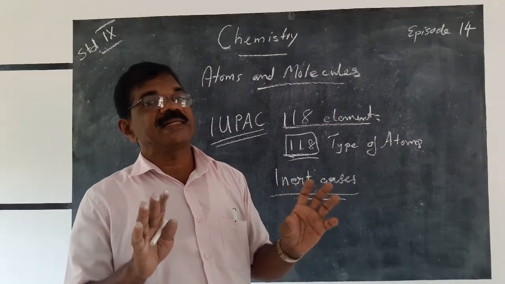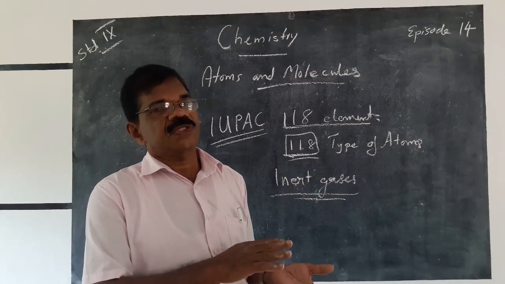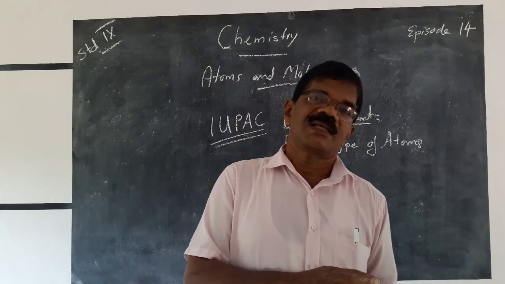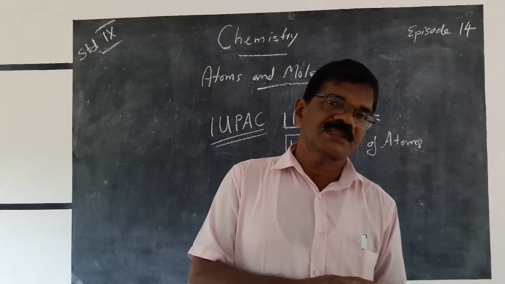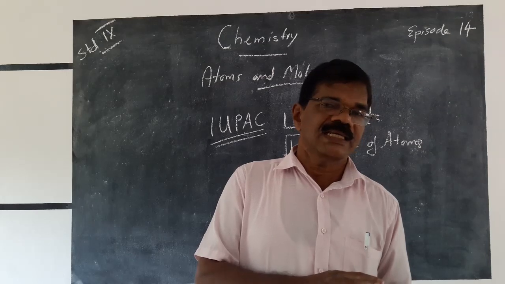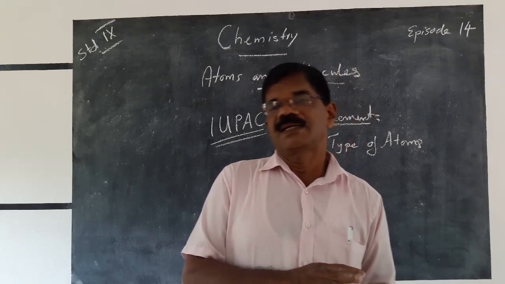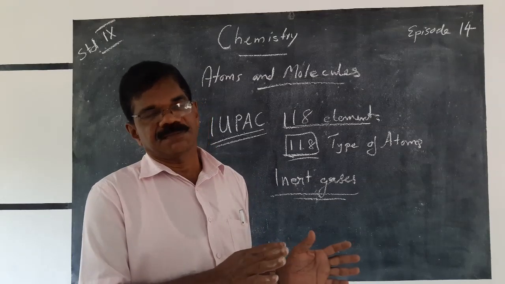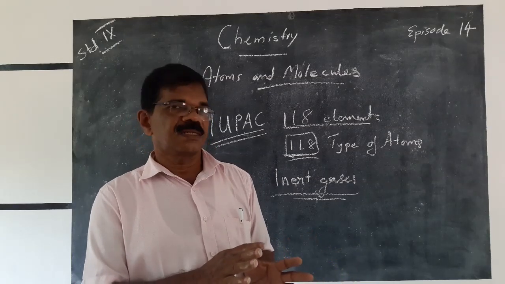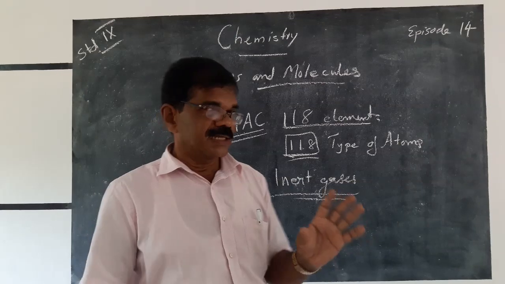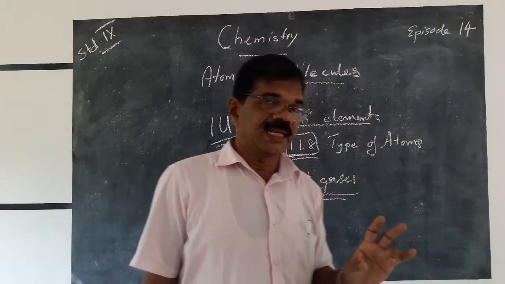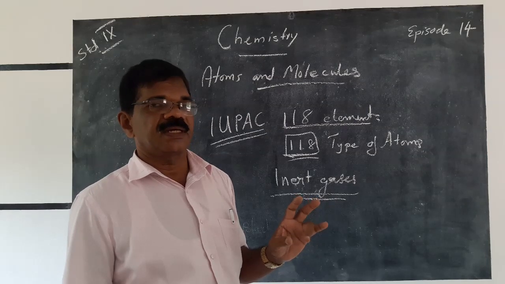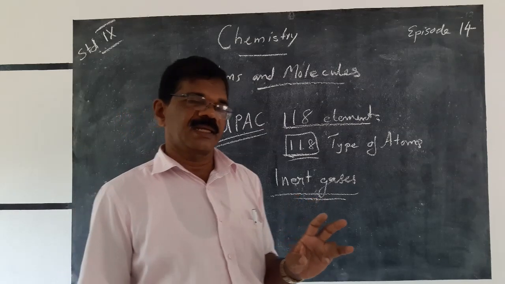How do atoms exist? Most of the atoms exist in the combined state. Only a few atoms, like inert gases, are seen in the free state. All others are found in the combined state. Then, which are the inert gases? Helium, neon, argon, krypton, xenon, and radon are the inert gases.